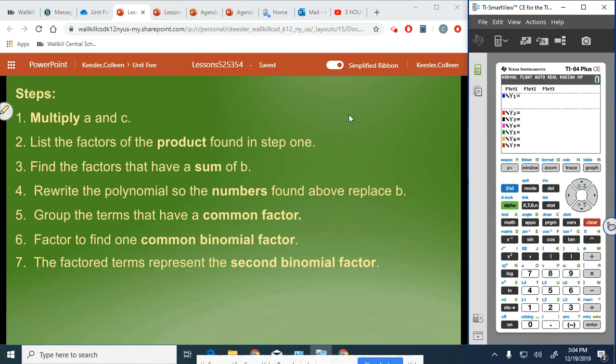Then you're going to rewrite the polynomial. Third, you're going to find the factors that have a sum of b. Then you're going to rewrite the polynomial so the numbers found above replace b. Fifth, you're going to group the terms that have a common factor. Sixth, you're going to factor to find one common binomial factor. And seven, the factor terms represent the second binomial factor. So this sounds kind of confusing, but I promise you will get it with some practice.